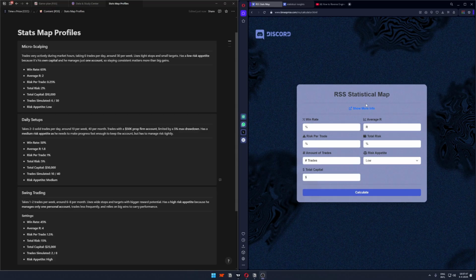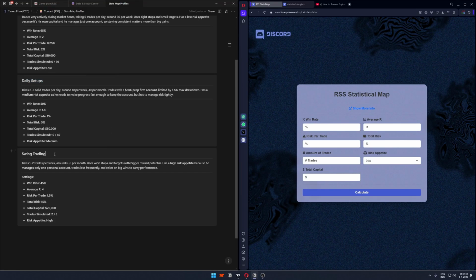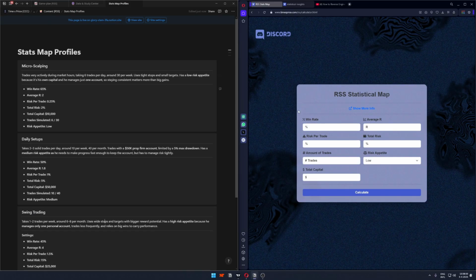So we'll go right into it, explaining the tool within 3 different situations: a micro scalper, someone who takes daily setups, and someone who swing trades. For this example, we're going to use these stats: the win rate, the average R, risk per trade, total risk, the amount of trades you take within a period, and the risk appetite, which is simply built to provide you insights on choosing low, medium, and aggressive.